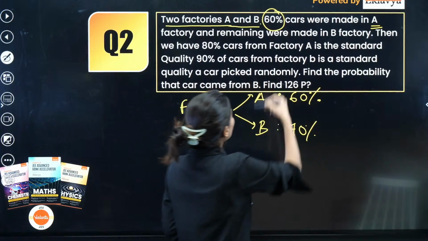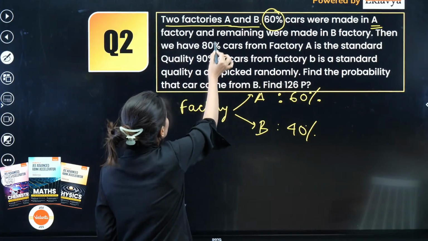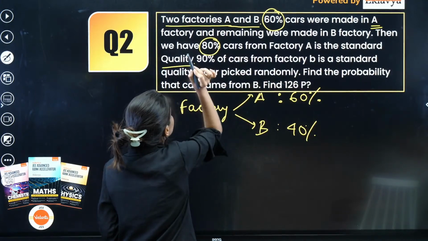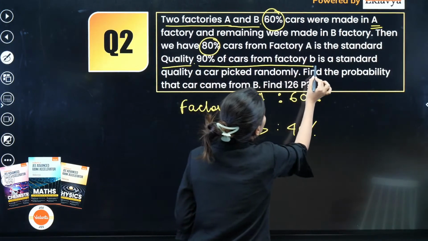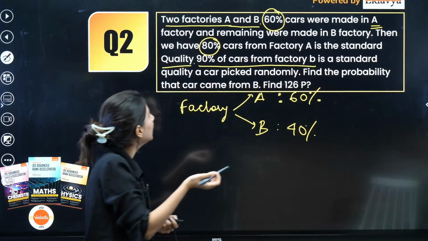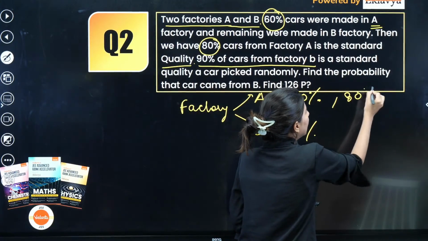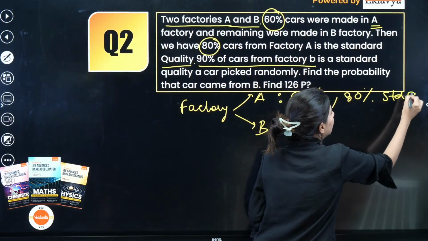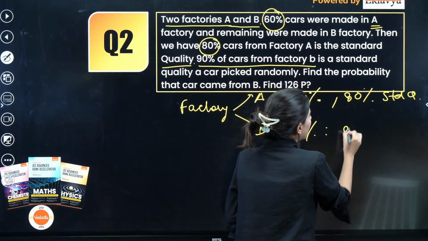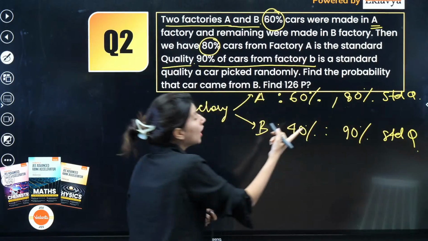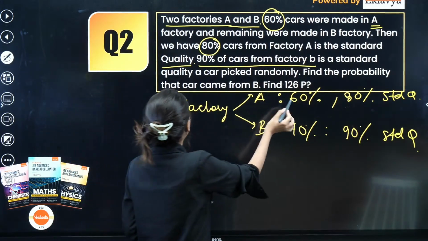That is one thing. Now further they are giving more information. 80% of the cars from factory A are of standard quality and 90% of the cars from factory B are of standard quality. So from A we are having 80% of standard quality and from B we are having 90% of standard quality, right? And now what we need to figure out is find the probability.